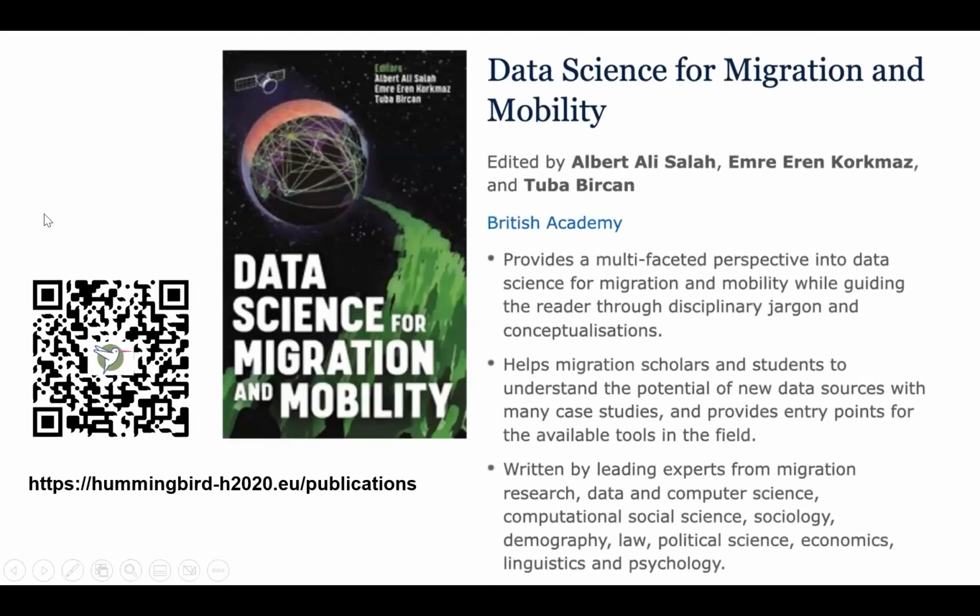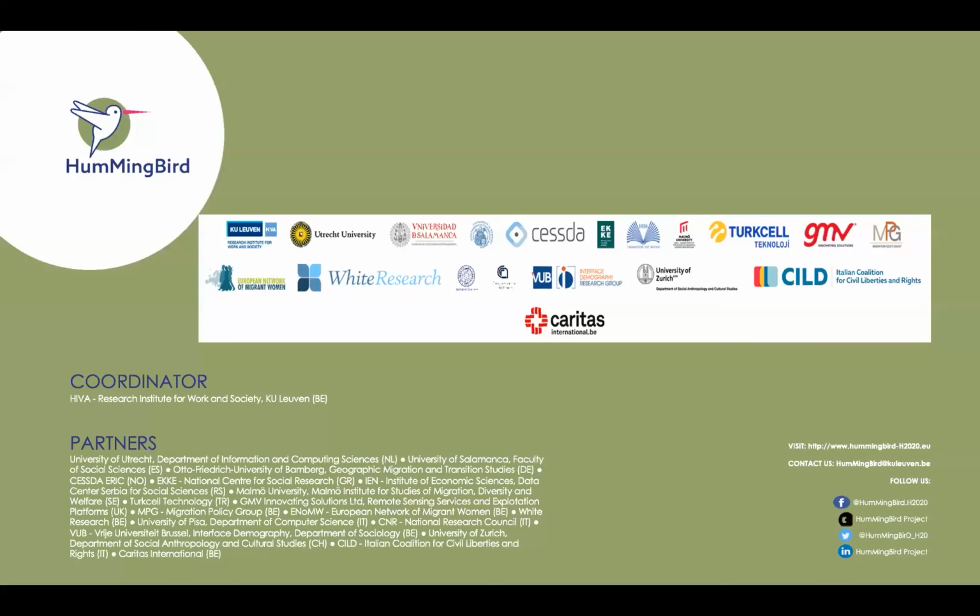One of the nice outcomes of the project was a book that we have edited with many contributions from the HumMingBird project and from sister projects, Data Science for Migration and Mobility. And this was written from both perspectives, both computational social scientists and social scientists contributed to this book. And if you go to the QR code, you will find all the deliverables and publications that we have in the HumMingBird project in a single portal.